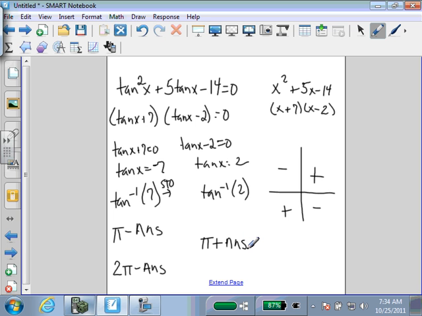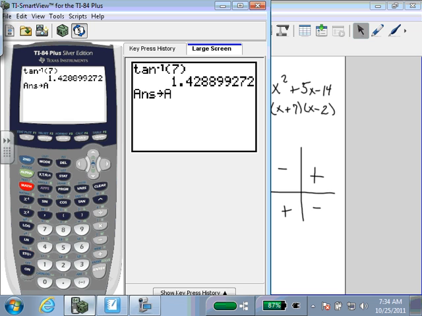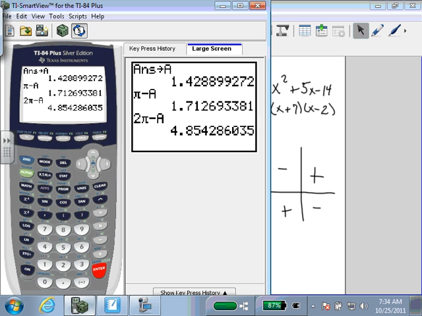Okay, so let's go over and grab a whole lot of stuff. So we need tan inverse of 7, and I'm going to store that in alpha A. So what I want is pi minus my answer. Oops. Oh, actually I want pi minus what I've stored in alpha A. That's better. And I need 2 pi minus what I've stored. Okay, so I have 1.713 and 4.854.